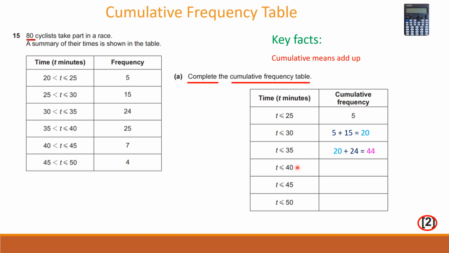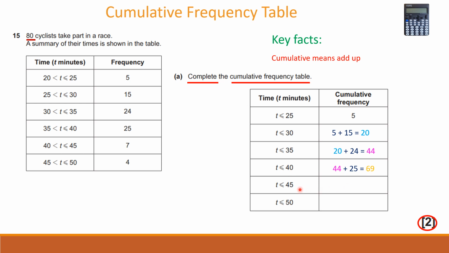Next, we're looking at less than 40. So we're following a similar strategy. Less than 40 is anything below 40, so it's these 4 values here added together. Remember, we've already added up the first 3 values, which was 44 here. So it's just going to be 44 plus the new value, which is 25, which takes you to 69.